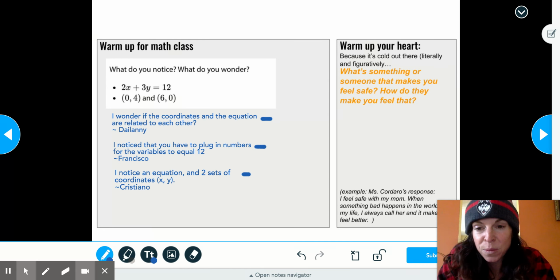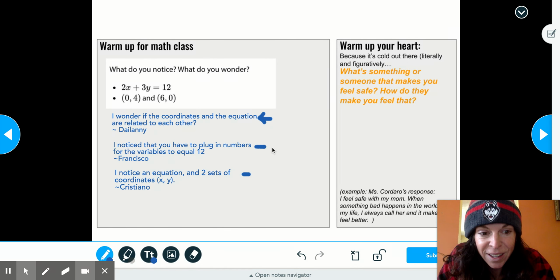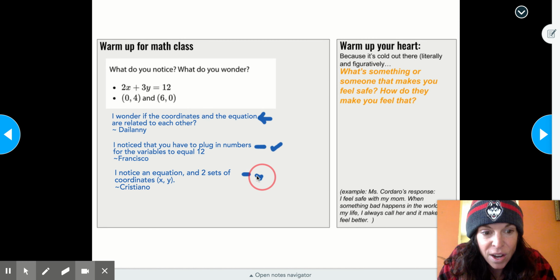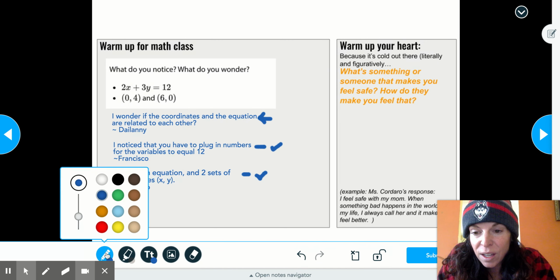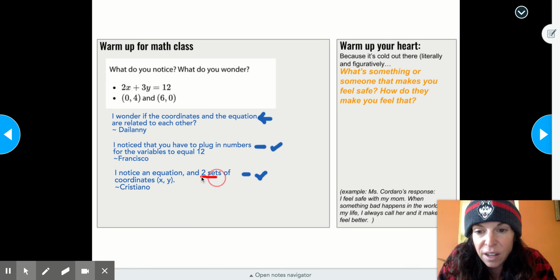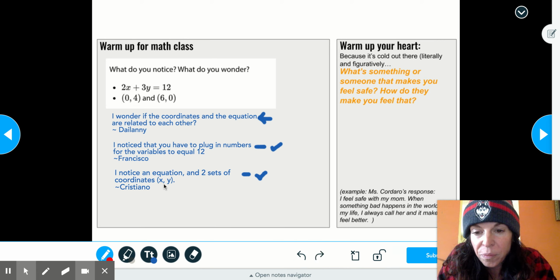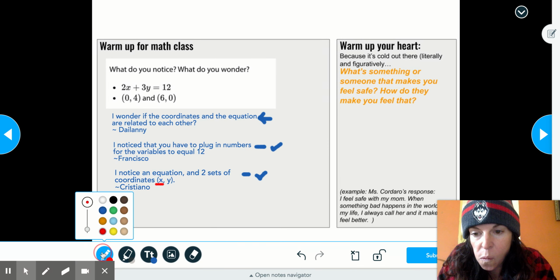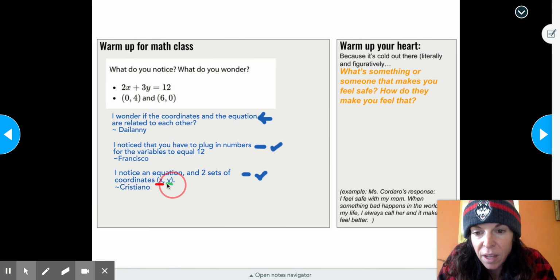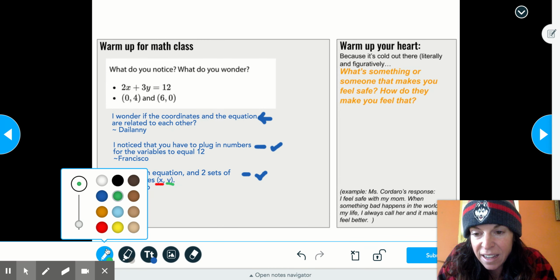So I thought this was pretty cool that we could answer this student's wondering using these two other students' noticings. So let's see what I mean by that. This student noticed two sets of coordinates, x and y. Now, that equation, the other student noticed, has two variables, an x and a y.